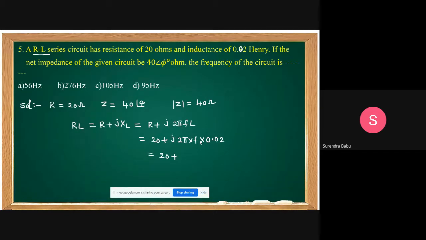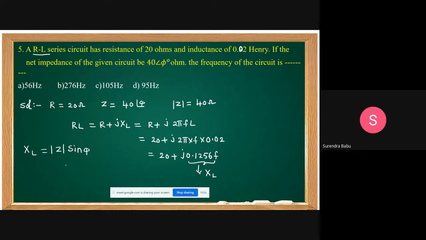We can get j 0.1256 F. Is it correct? 0.1256 into F. But here we want to find the frequency. What does this term indicate? Reactance. I already gave this formula, students. XL equals modulus of Z into sin pi, or sin theta.